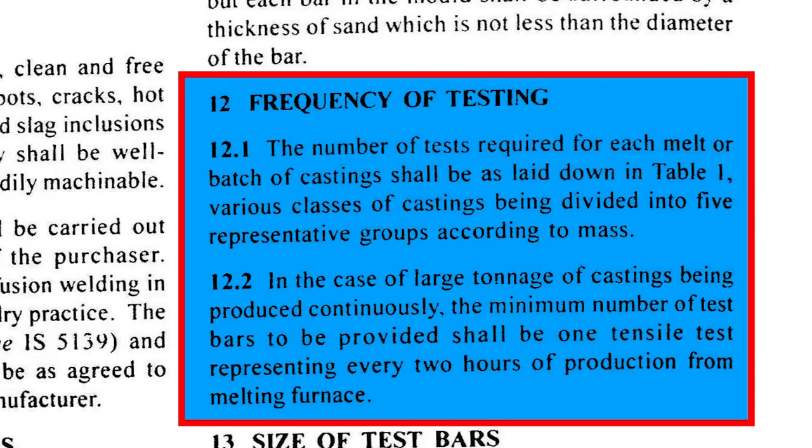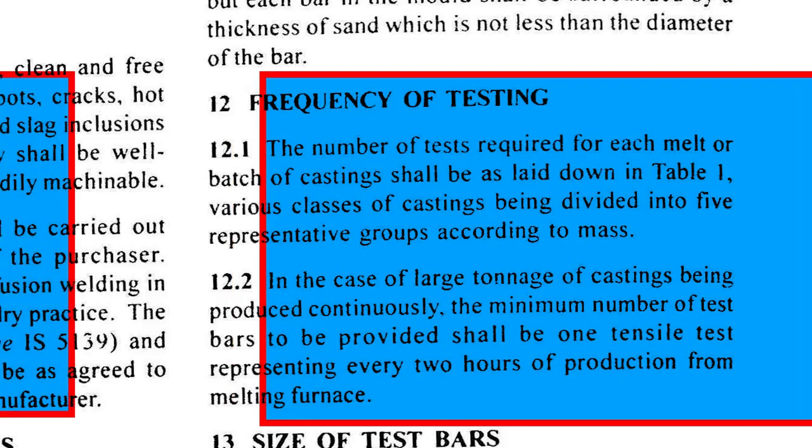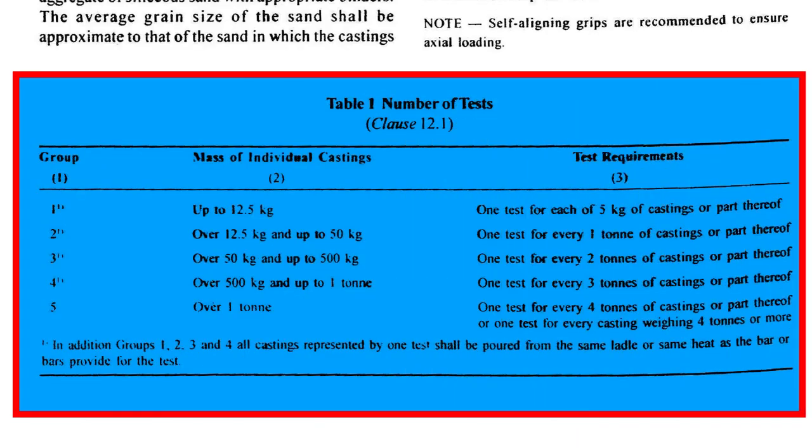Frequency of testing. Grey cast iron casting is a continuous process, making it impractical to conduct tests on every production run or at all times. Therefore, the testing frequency is defined as per Table 1 of IS 210, which specifies the number of tests required for each melt or batch of castings.